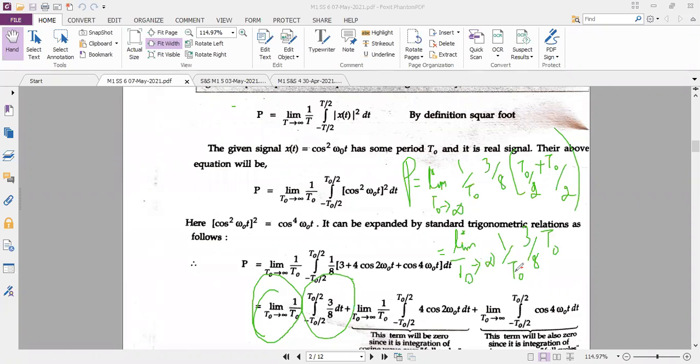If the t naught term is not at all present in the answer, then you cannot substitute the limit. So now your final answer is P is equal to 3 by 8. Am I right or wrong? I want you to tell me.